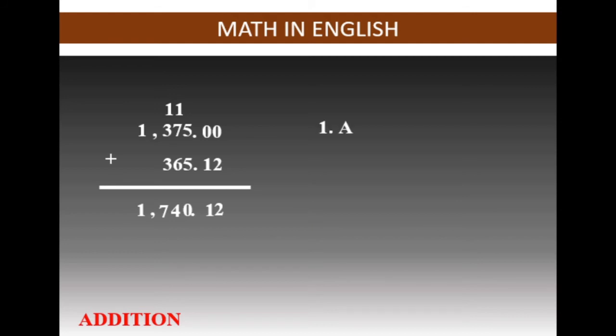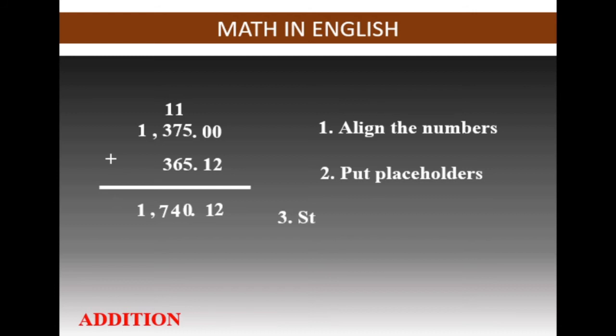You may read at this side. First, you have to align the numbers. You have to make sure that your numbers are straight. 2. Put placeholders. That means you need to put 0, 0. Remember, you may or you may not put placeholders. Okay? 3. Start to add from the right. From the right side. Do not begin on your left side. Okay?